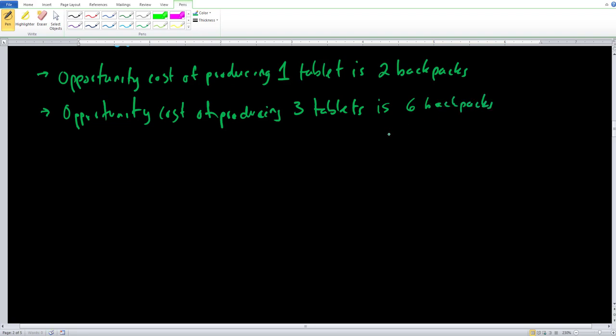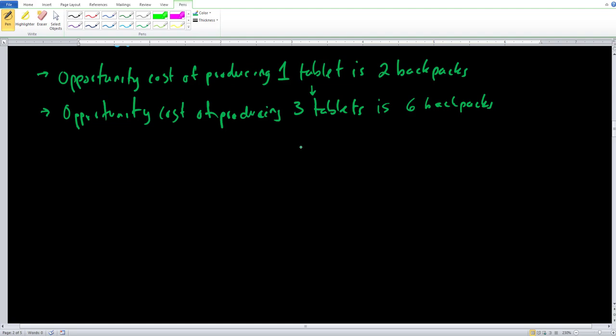And one thing we like to do in terms of opportunity cost is normalize the good that we're looking at to 1. That just gives us a good interpretation. So how do we convert these 3 tablets into 1 tablet? We don't want to find the opportunity cost of 3 tablets. We just want to find the opportunity cost of 1 tablet. So how do you think we're going to do that?